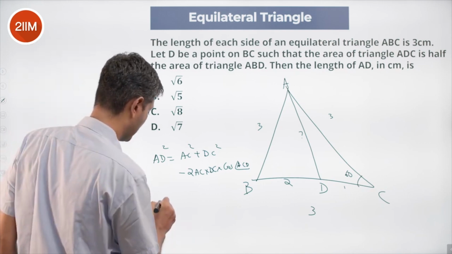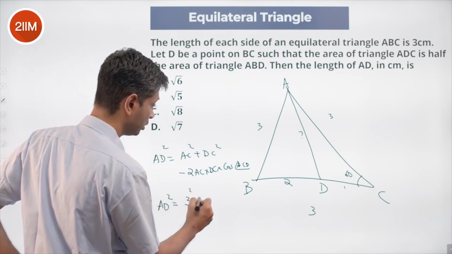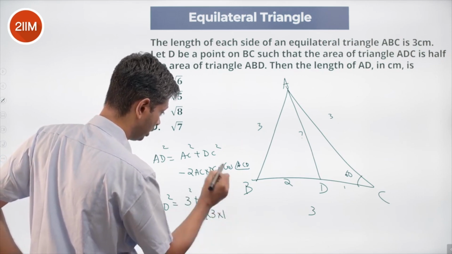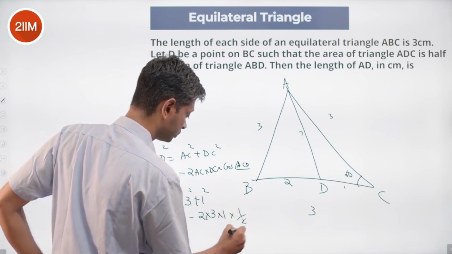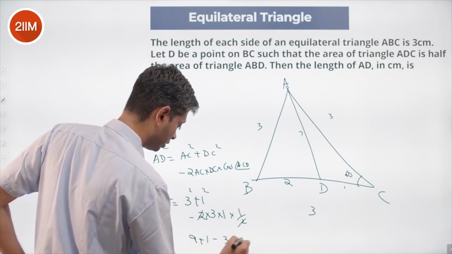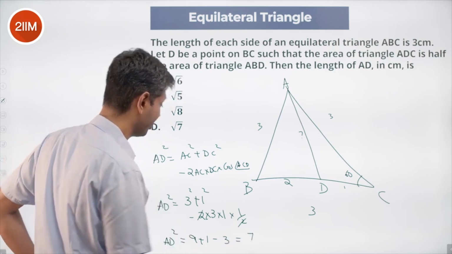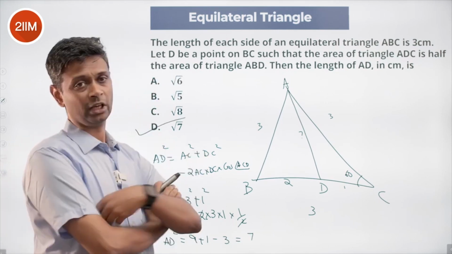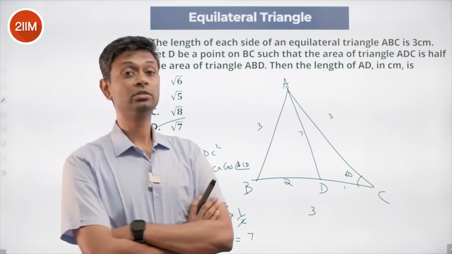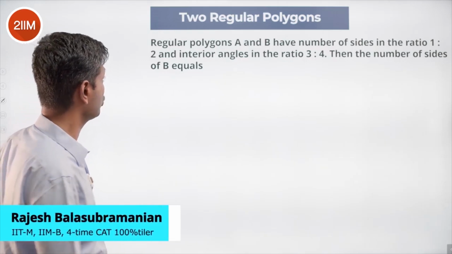Or AD square equals AC square, 3 square, plus DC square, 1 square, minus 2 into 3 into 1 into cos 60, which is 1 by 2. Just 9 plus 1 minus 3. This is AD square, which is 9 plus 1, 10, minus 3, which is 7. Or AD is root 7. If you know cosine rule, this becomes super easy. If you don't know cosine rule, it's a complete nightmare. Take away from this: no cosine rule? Learn cosine rule.